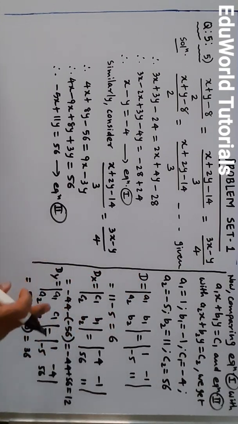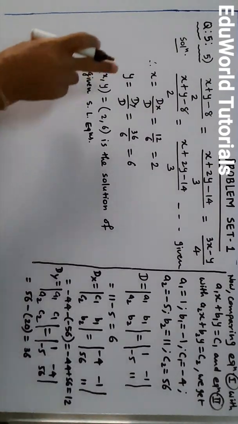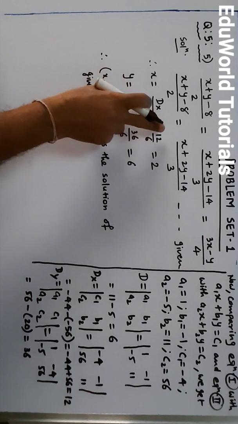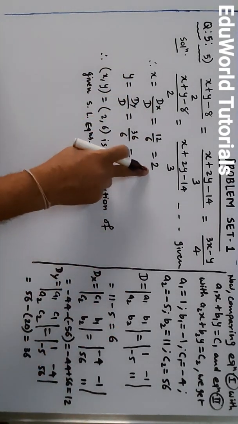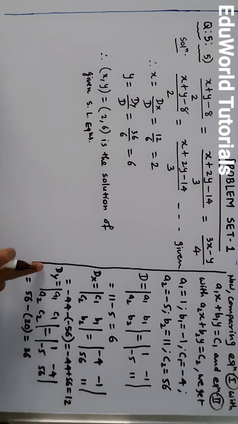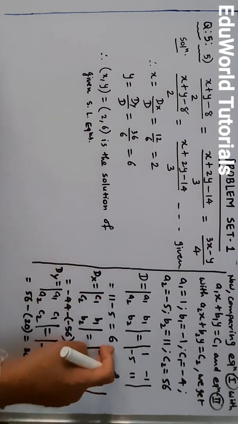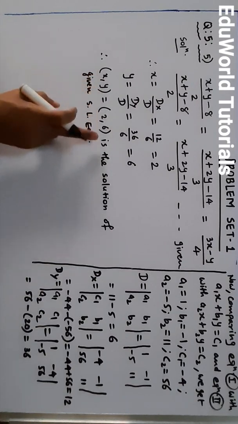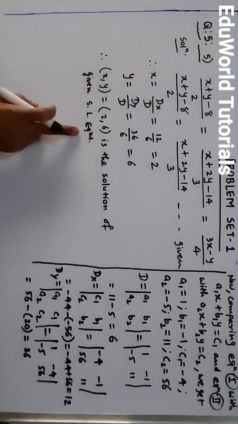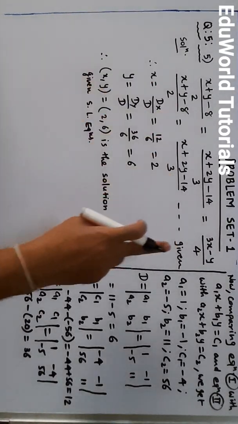And now finally we have to get the values of x and y. So students, x is Dx upon D, which is 12 by 6 because Dx is 12 and D is 6, which is 2. And y is Dy upon D, which is 36 upon 6, which is equal to 6. So (x, y), that is (2, 6), is the solution of given simultaneous linear equations. This is the fifth sum of question number 5 of problem set 1.